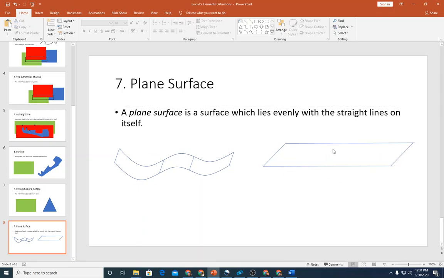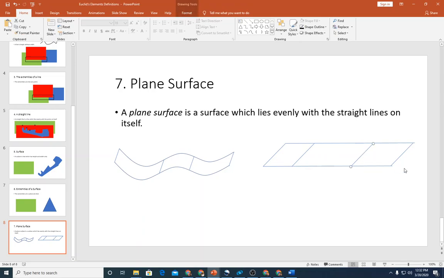This is a plane surface because any line on it, let's put some more lines here. All right, there's another line on it. Here's another line on it, right? So there's lines on the plane surface. Any line, it's the same angle from this line to this line if we go above, or go over the top, as it is if we go underneath. So they all lie evenly with each other, and therefore this is a plane surface.